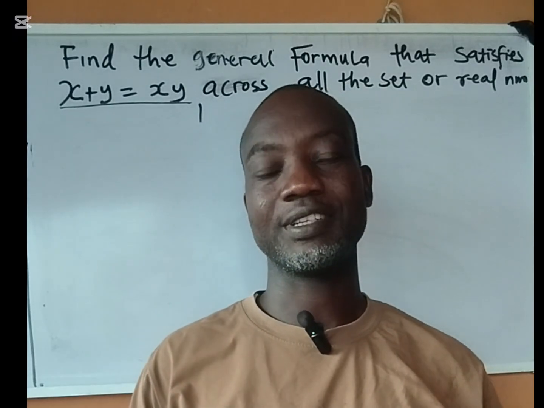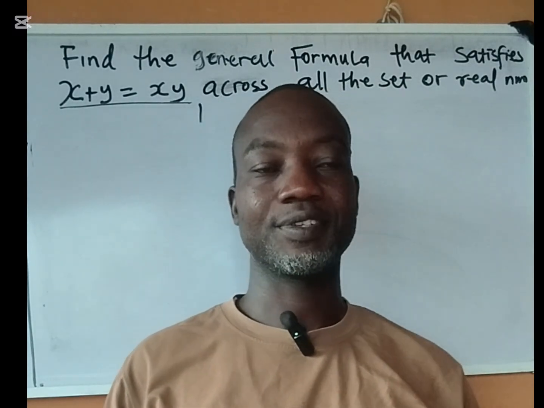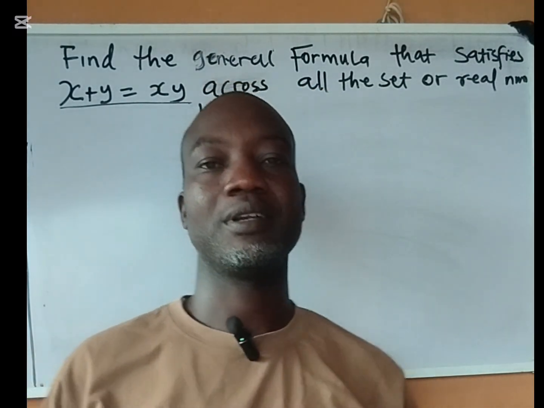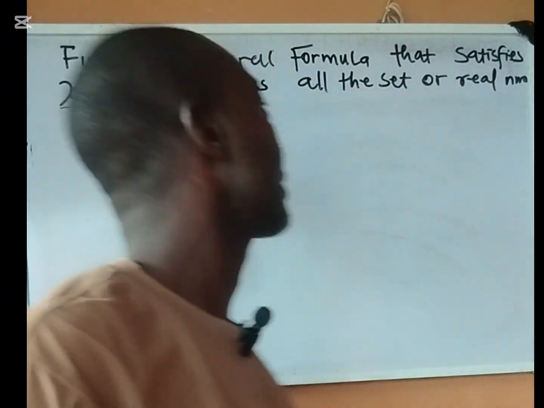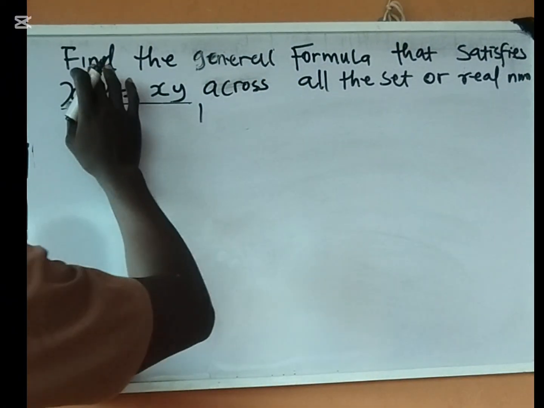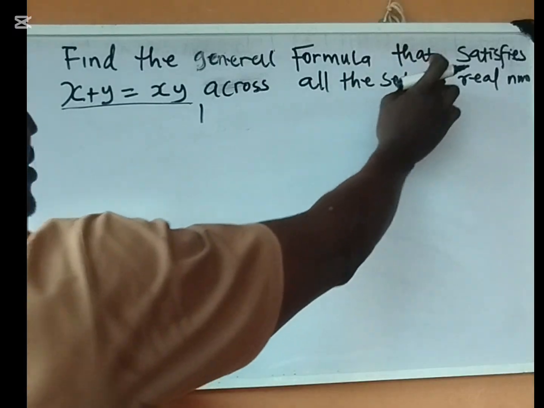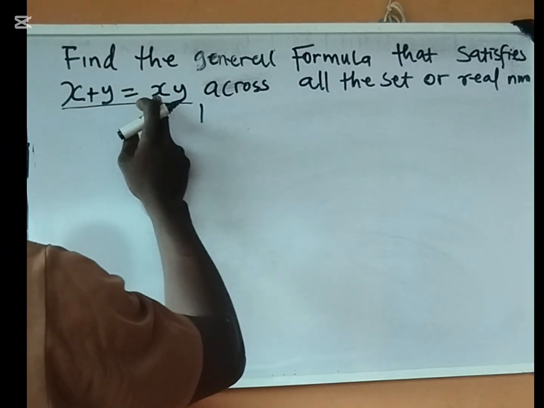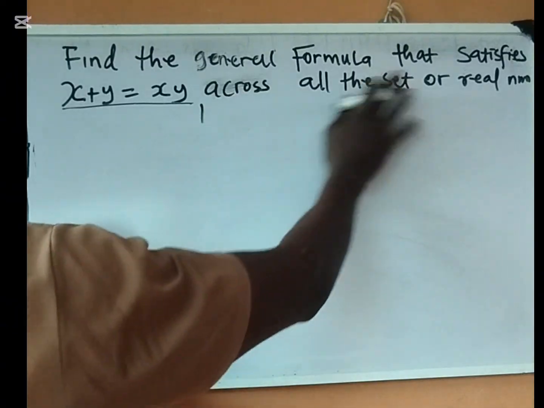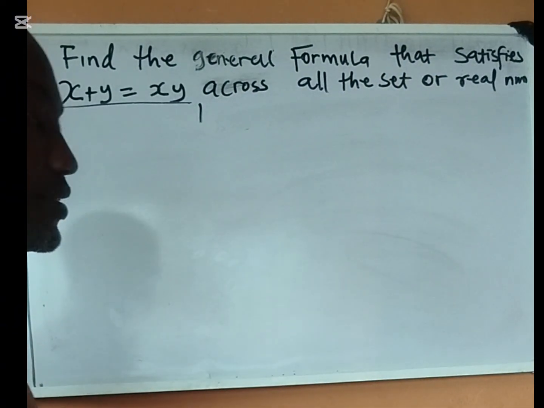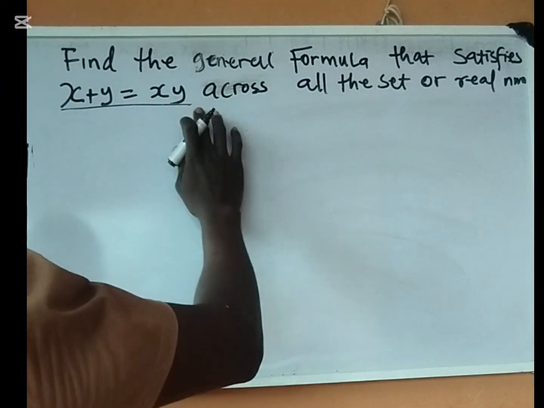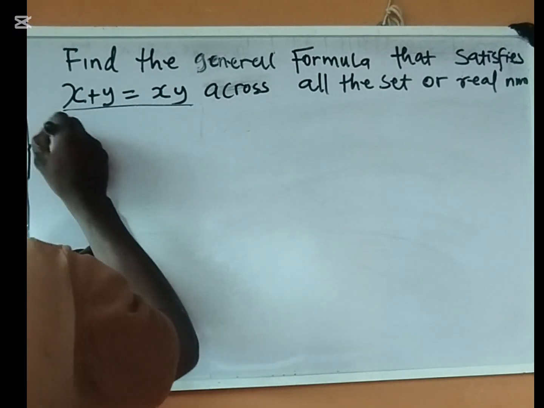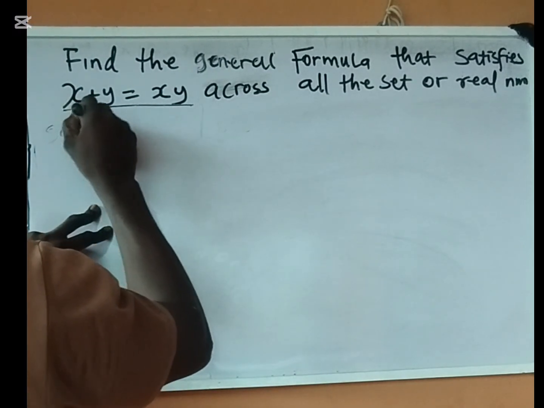We solve very interesting math problems, and we have one on the board. Let's go through it together. We want to find the general formula that satisfies x plus y is equal to x times y across all the sets of real numbers. Okay, so let's solve it. Solution.